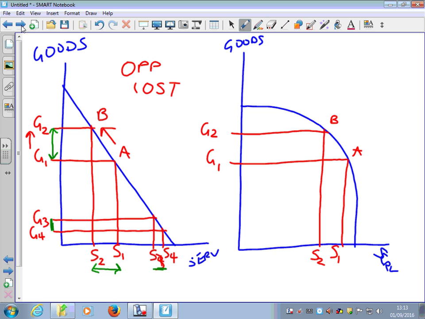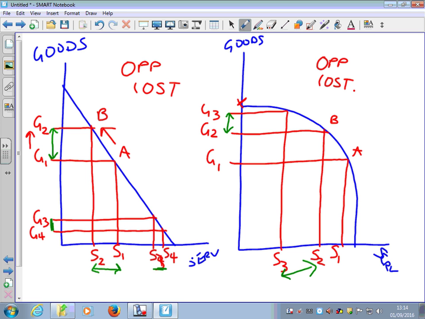If I were to make even more goods, so G2 to G3, look what happens now. I've made a few more goods, but nothing massive, and I've had to sacrifice way more services than what I did before. Now think about why this is fairly accurate for an economy. What I've got on this graph is a changing opportunity cost. The idea would be the closer I get to the maximum number of goods, this cross here, the worse the new resources will be.